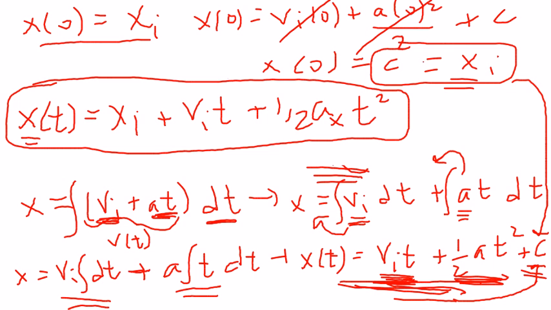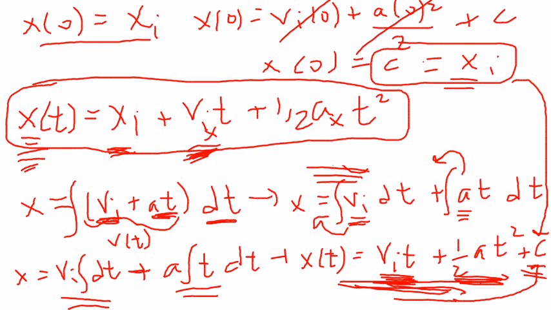And if I want to know what your position x as a function of time is, I just need to know where you started, x initial, and what your initial velocity was. If the initial velocity in the x direction was 0, then this term here would cancel away, and I'd have the 1/2 at squared.